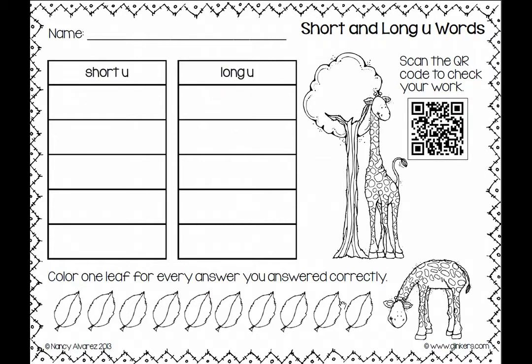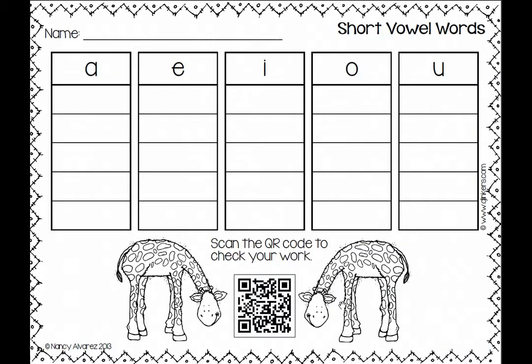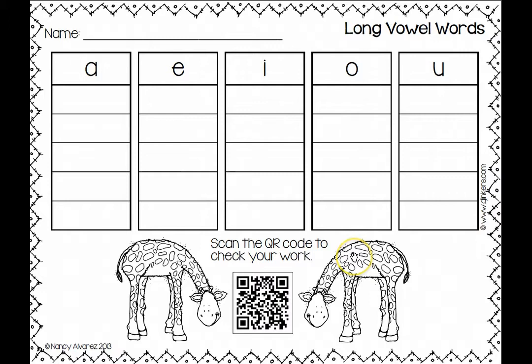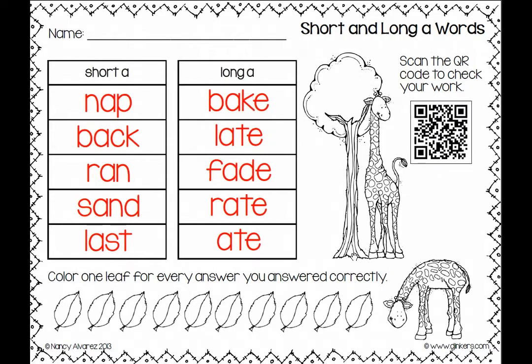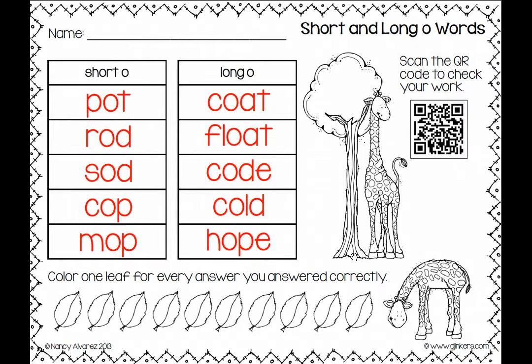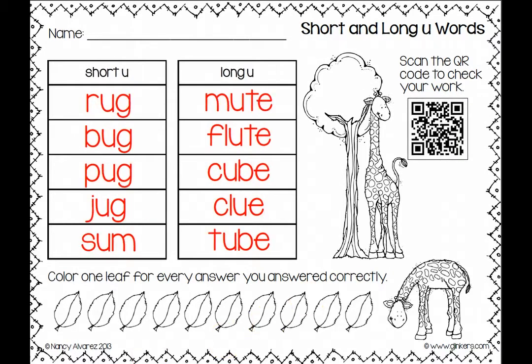And then if you're only working with short vowels, you can use this answer recording sheet. You can either give them all of the cards or just the short vowel cards. That's up to you. You can differentiate it to fit the needs of your students. And then they can scan the QR code and it'll show them all the answers. And this is the same thing, but for long vowels. And when they scan the QR code, this is what they'll see on the screen.